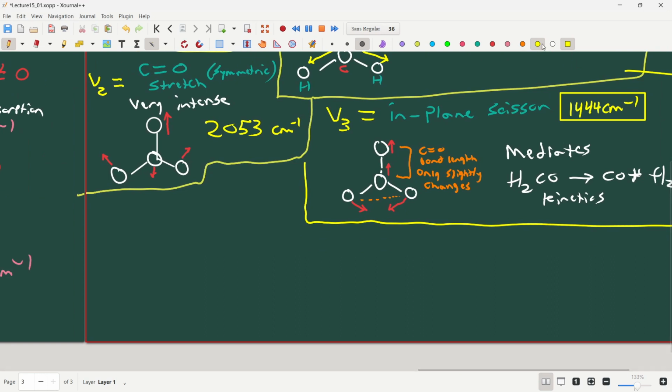So let's keep going. Interestingly, in formaldehyde, the next set of modes are degenerate.